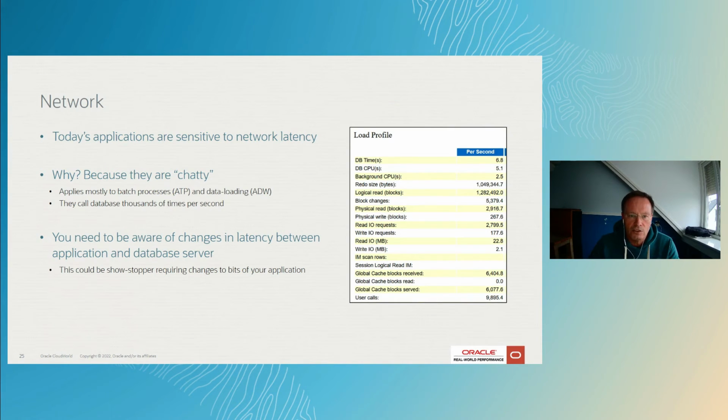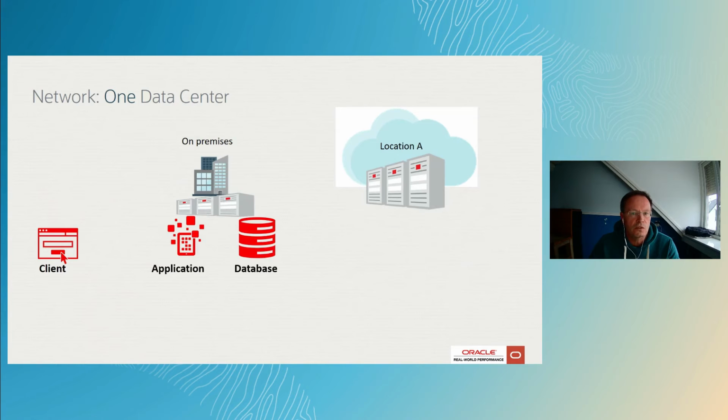And every call to the database incurs a hit on the network latency, or gets some network latency added to the call time, right? So you need to be aware of whether the latency has changed when you compare the way it is on premises and the way it is in the Autonomous Database Cloud. This could really be a showstopper for certain use cases in your application that are extremely chatty, and that could also lead to you having to implement changes in those bits of your application. So let me talk a little bit more about that so you fully understand what I'm talking about here.